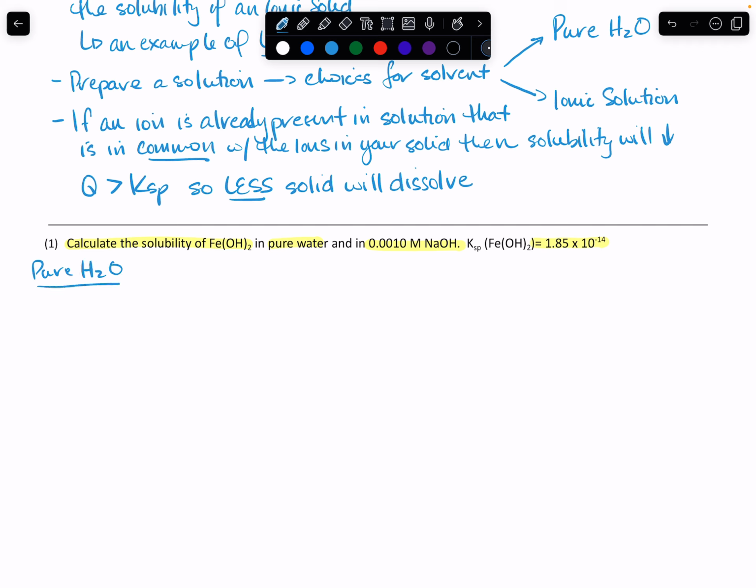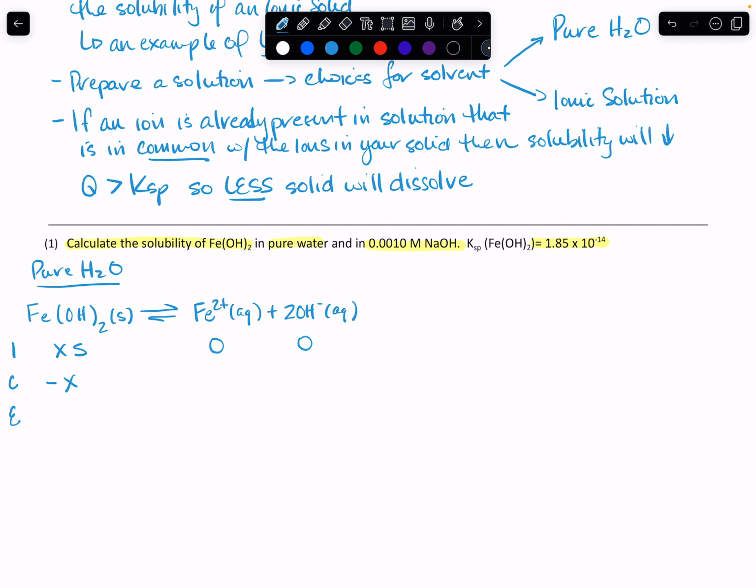I'm going to write out my dissolution reaction. So I've got solid iron(II) hydroxide. It's going to dissolve into Fe2+ ions, and I'll get 2 hydroxides. All right, so ICE. Initially there's excess solid, which doesn't dissolve very well, so there's going to be a ton of solid around, and none of these two ions because it's in pure water.